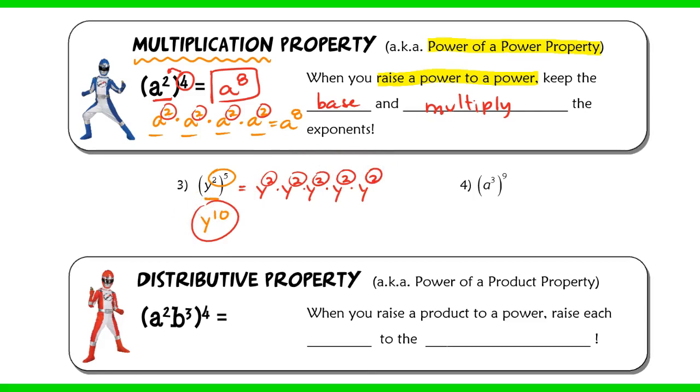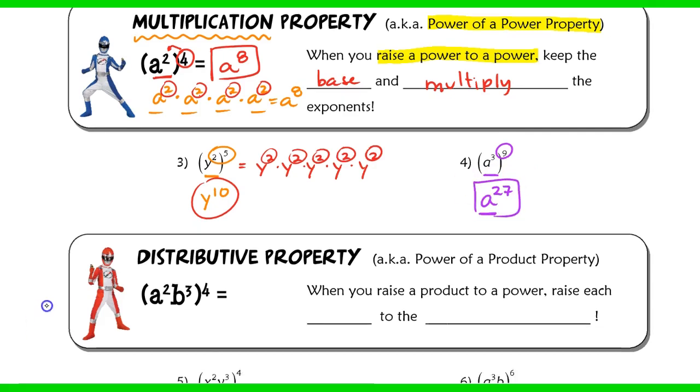Now in number 4, if I use that same rule again, we've got a to the 3rd raised to the 9th power here. I'm just going to multiply those two exponents to give me a to the 27th power. So keep your base and then multiply your exponents. And there's your final answer.